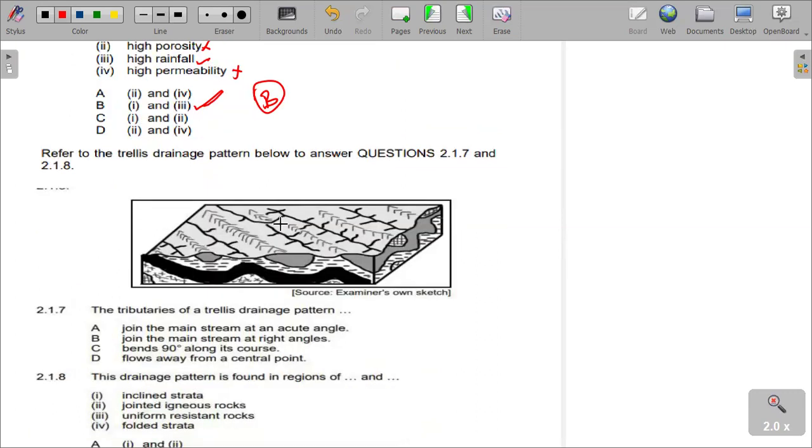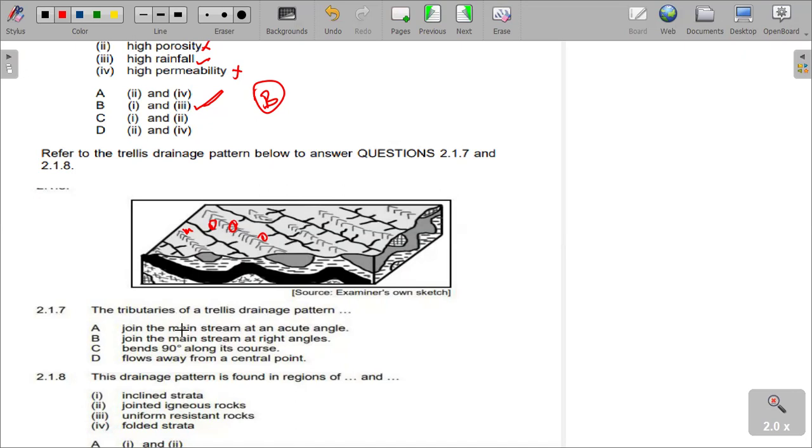Question 2.1.7, refer to the trellis drainage pattern below to answer question 2.1.7 and 2.1.8. The tributaries of a trellis drainage pattern, dash. As you can see, the tributaries are the streams that are joining the main stream. We are saying this is a tributary, these are tributaries, and then we are saying this is the main stream. The main streams are those along which the small streams are joining.